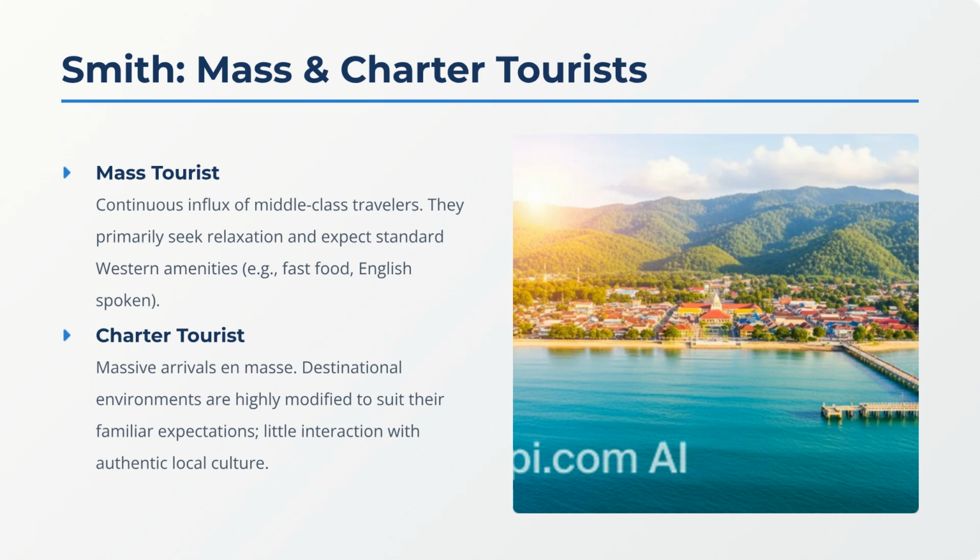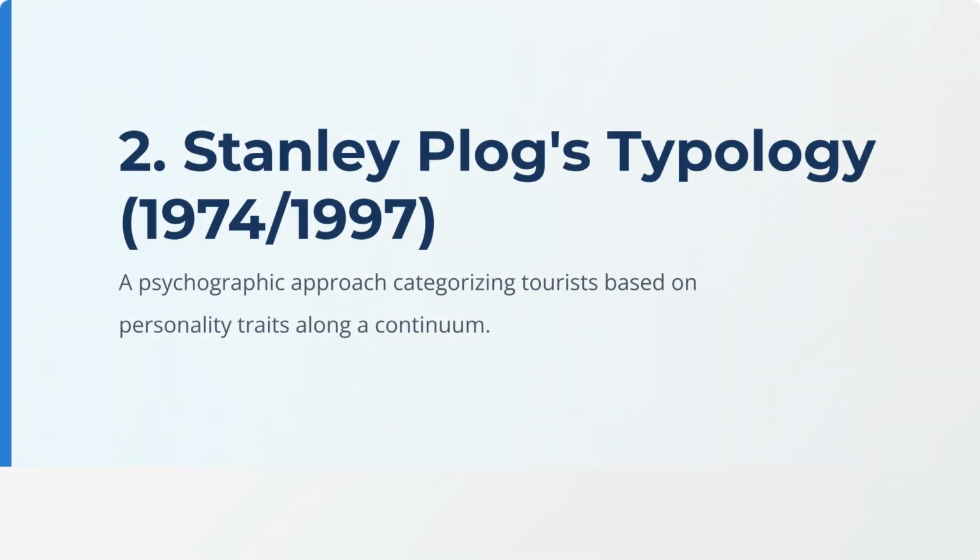Smith's classification concludes with mass and charter tourists. These represent a continuous, large-scale influx of travelers who prefer relaxation and familiar, standardized environments with minimal interaction with authentic local culture. The second framework is Stanley Plog's typology from 1974.